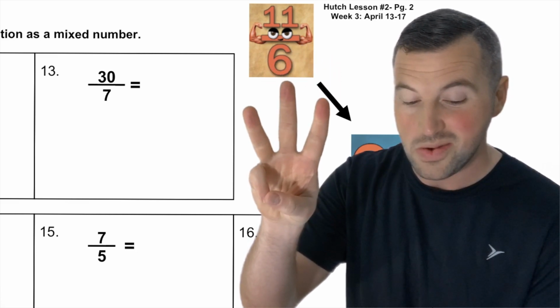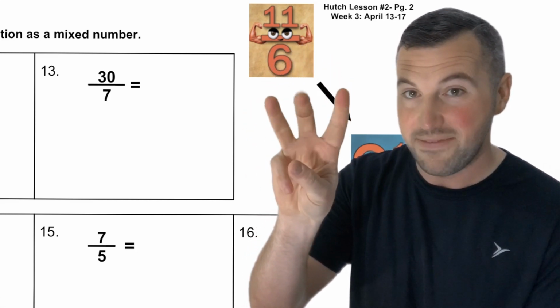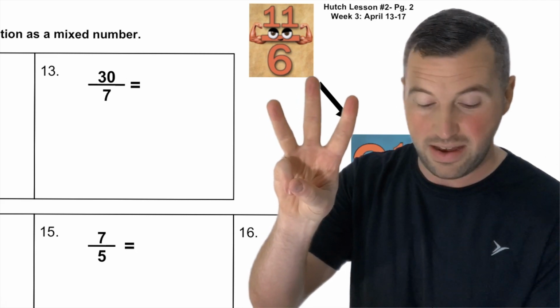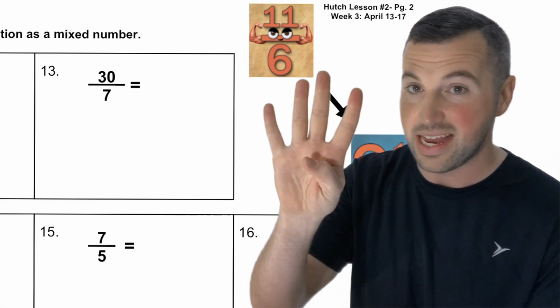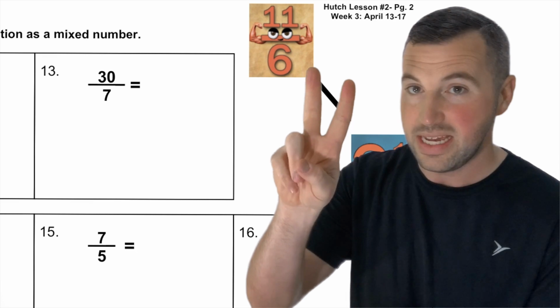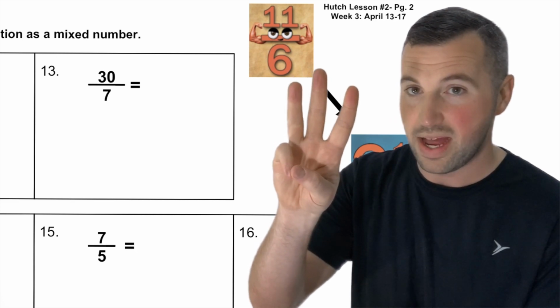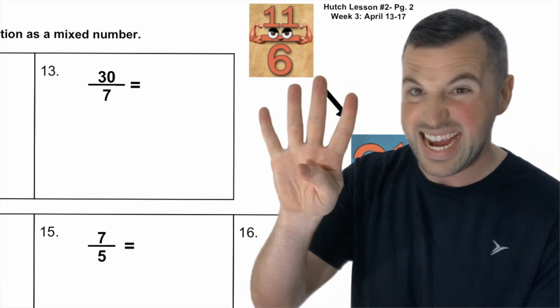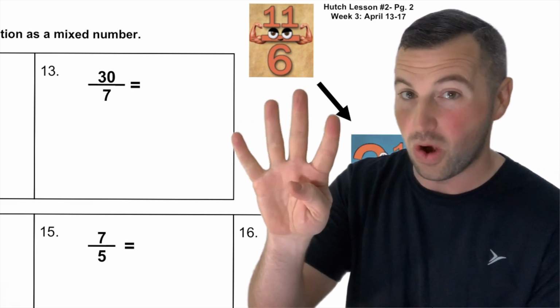3 times 7, 21. I have 21/7. Can I go again? 4 times 7 is 28. Oh, I can. So 7, 14, 21, 28. I can't go again. So there's my 4 wholes.